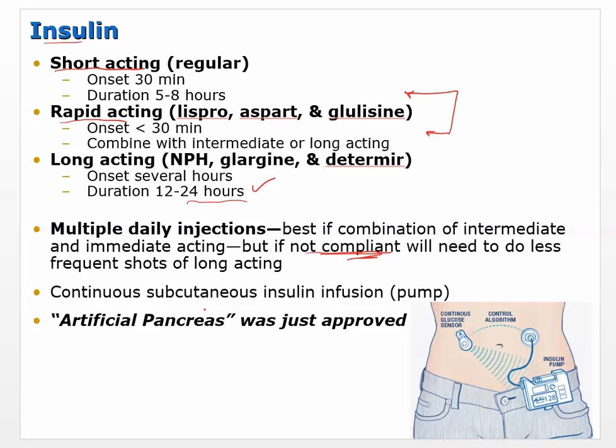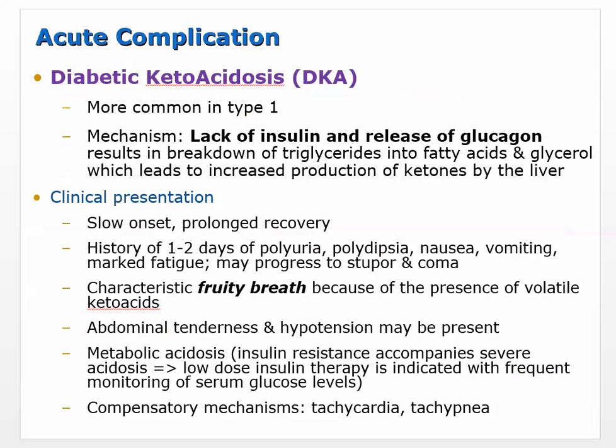Now there are pumps available, subcutaneous insulin infusion pumps, and they just approved an artificial pancreas. This is something that's actually available, but I'm sure it'll take a while to get that perfected. It's constantly sensing, and then it can activate the pump, and then the pump will administer insulin. So it's trying to do the same job that your pancreas does.